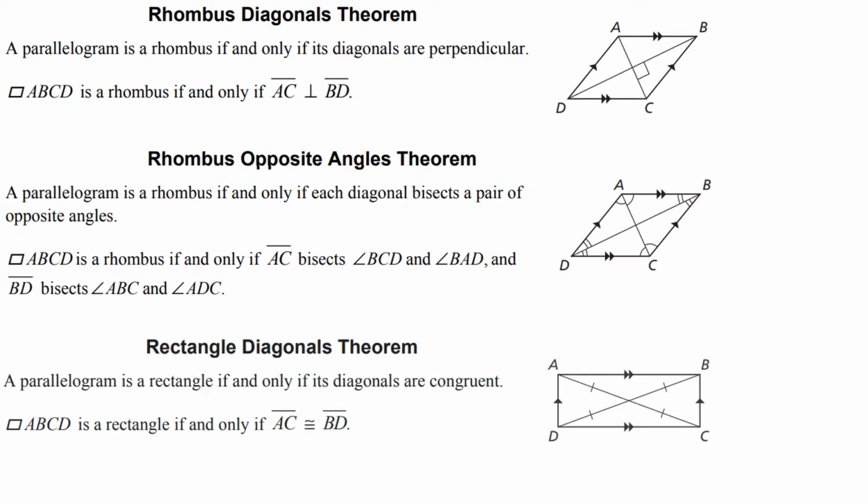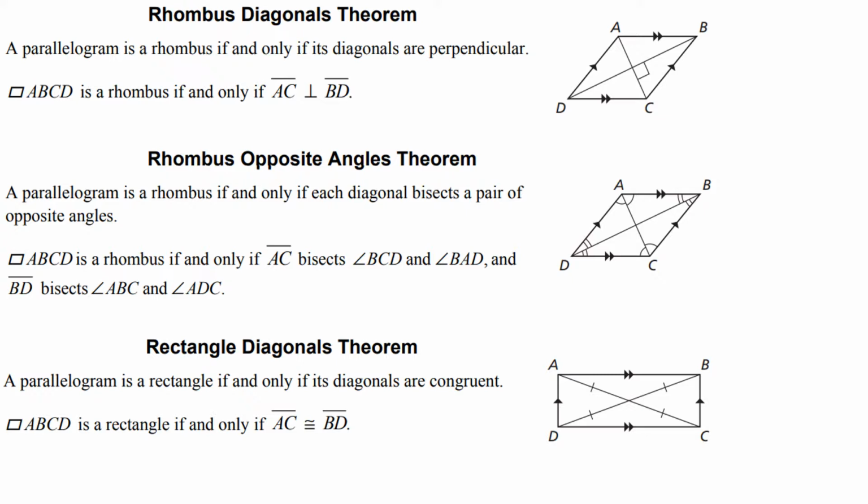Special thing about a rhombus, the diagonals are perpendicular, right? This is not true of a rectangle. It's not true of any old parallelogram. You have to be a rhombus. If you are a rhombus, the diagonals are perpendicular. Now, of course, since a square is a rhombus, it also applies to a square. But the key thing is, if you are a rhombus, four congruent sides, your diagonals are perpendicular.